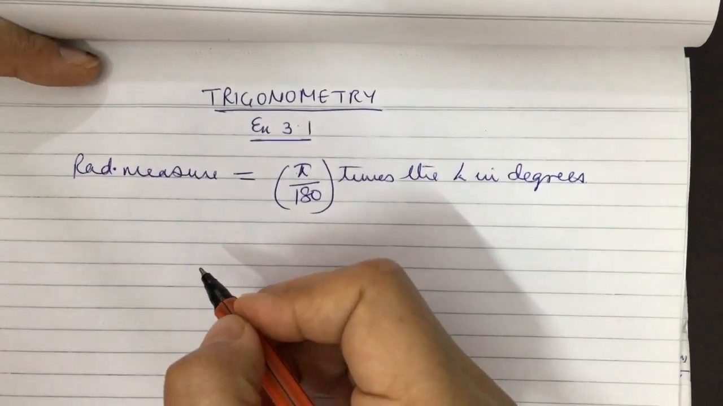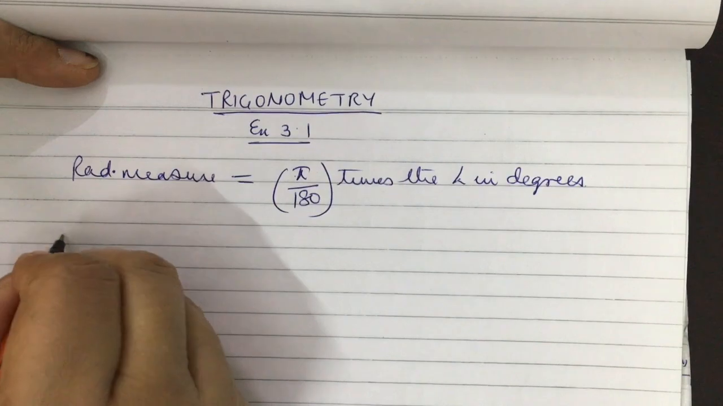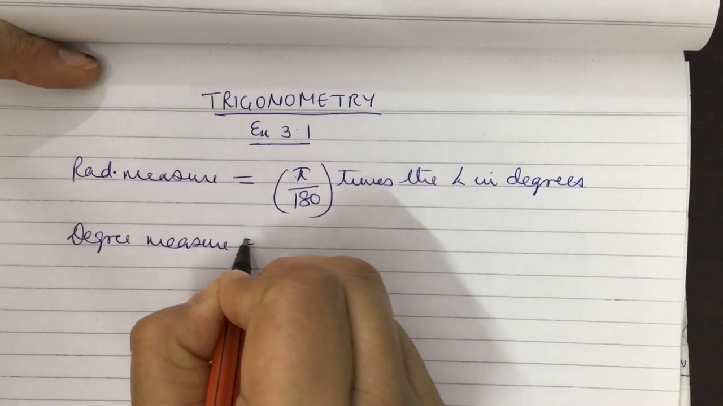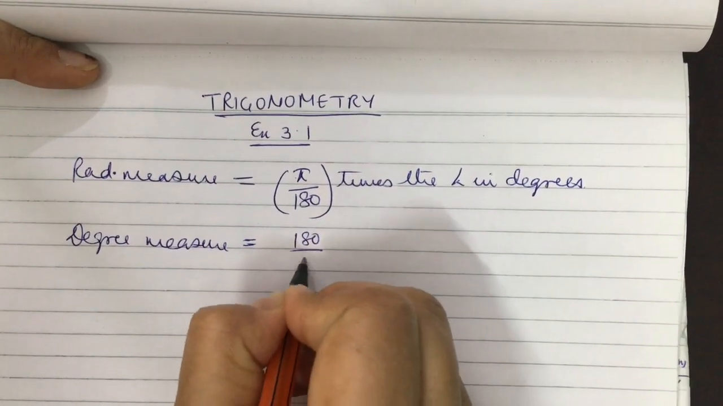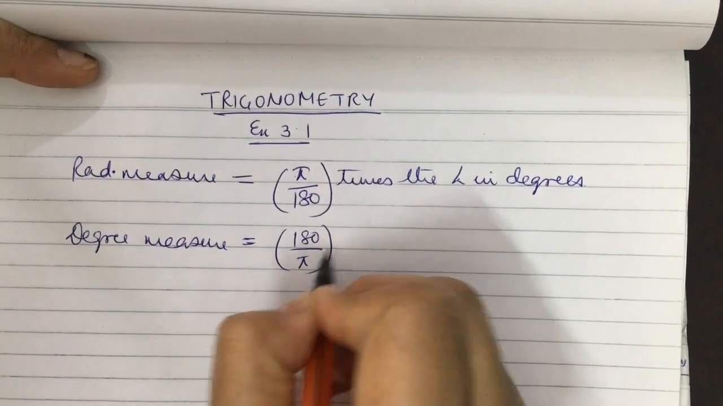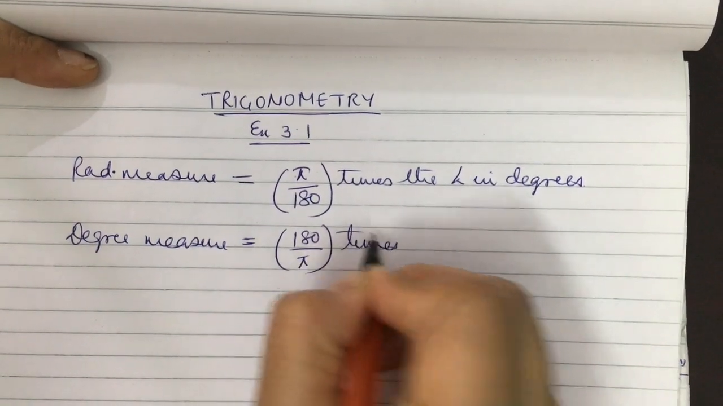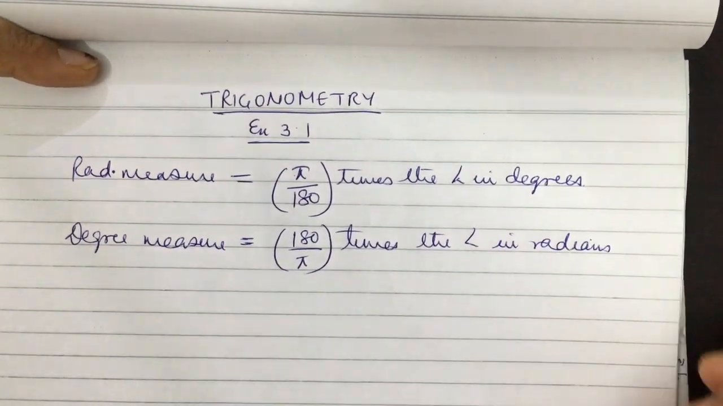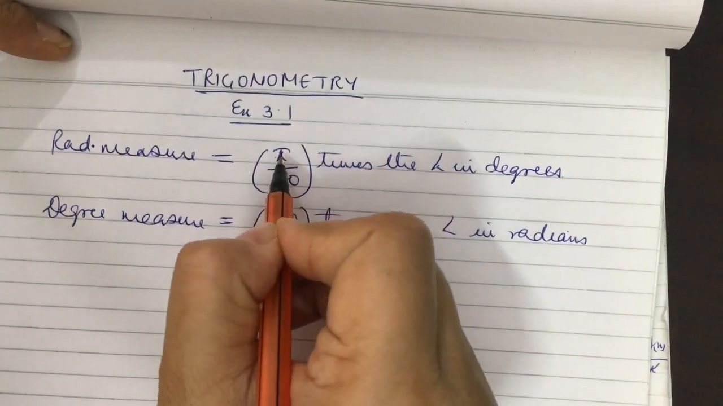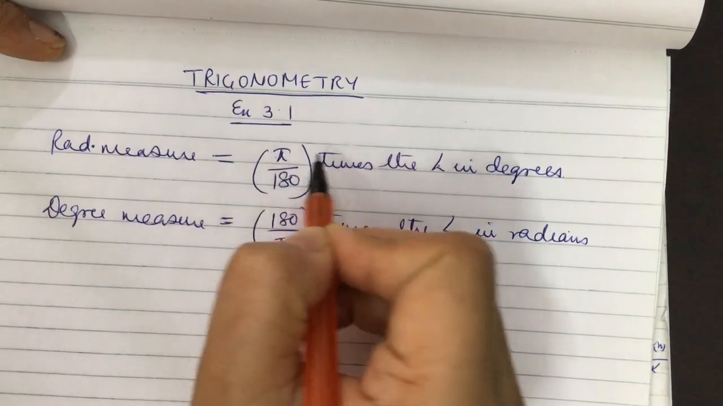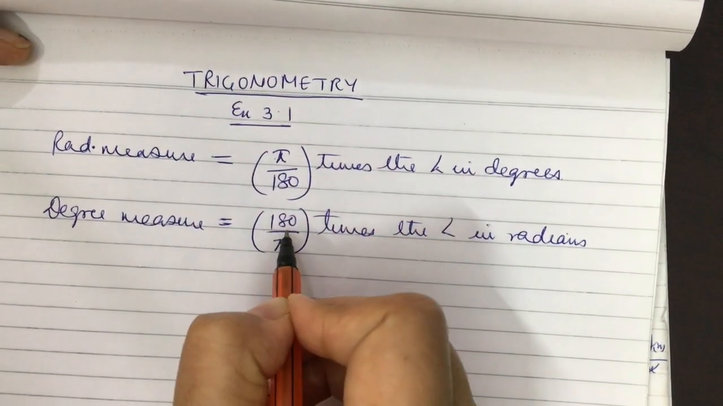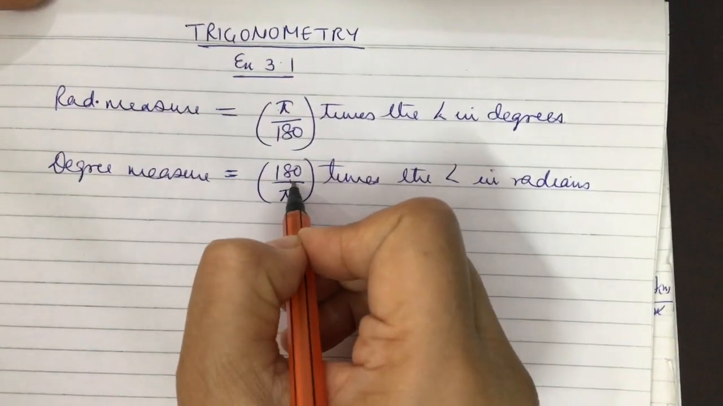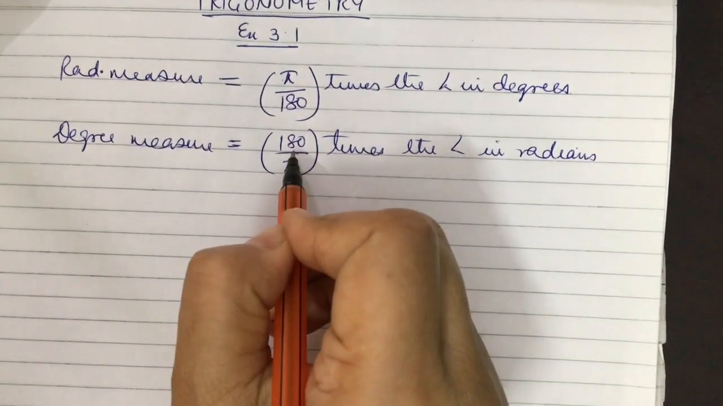And whenever we have to find the degree measure of a given angle, we always multiply by a factor of 180 over pi times the given angle in radians. So this is how you remember it: if pi is in the numerator, the resulting angle will be in radians, whereas if 180 degrees is in the numerator, you get the resulting angle in degrees.